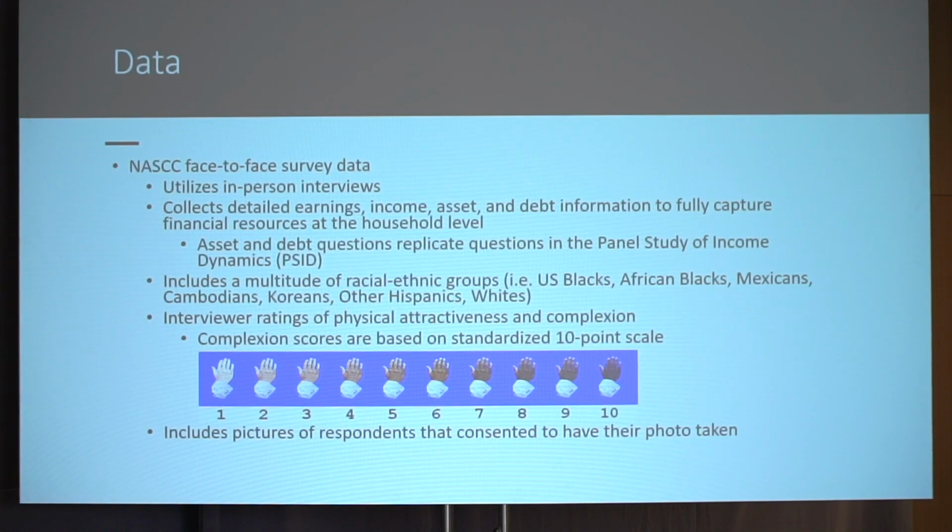All right. So how are we going to do all of this, and what type of data are we going to use? As mentioned before, we're using the NASC face-to-face survey data, which utilizes in-person interviews. In this survey, interviewers collect really detailed earnings, income, asset, and debt information that fully captures the financial resources at the household level for all of these survey participants. The asset and debt questions were intentionally written to replicate questions from the Panel Study of Income Dynamics. I don't include a table of this in this presentation, but if you look at the report that you received yesterday, you can see a breakdown of all the different asset and debt values across the various racial and ethnic groups.